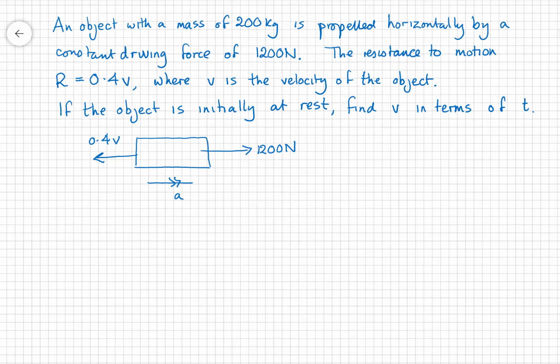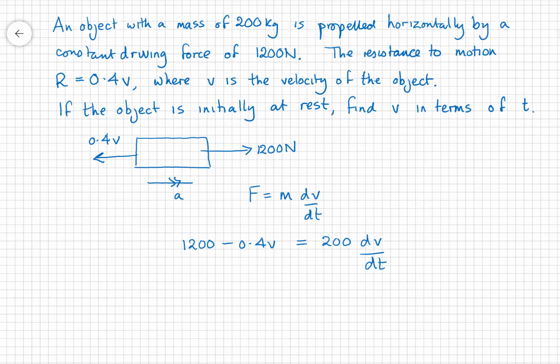So we can then use F is equal to ma, or as we're going to write it, m dv by dt. And remember that the F on the left-hand side is the resultant force on the object. And in this case, the resultant force is going to be 1200 minus 0.4v, and that's equal to m. Well, I'm going to substitute the value of 200 because that's known, dv by dt. And we've formed the differential equation that we're going to go on to solve.